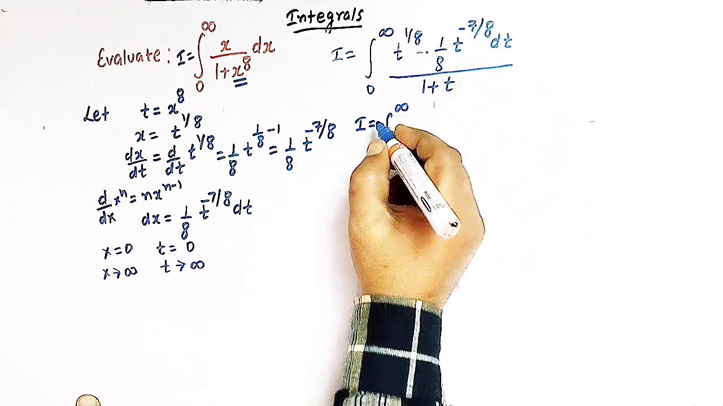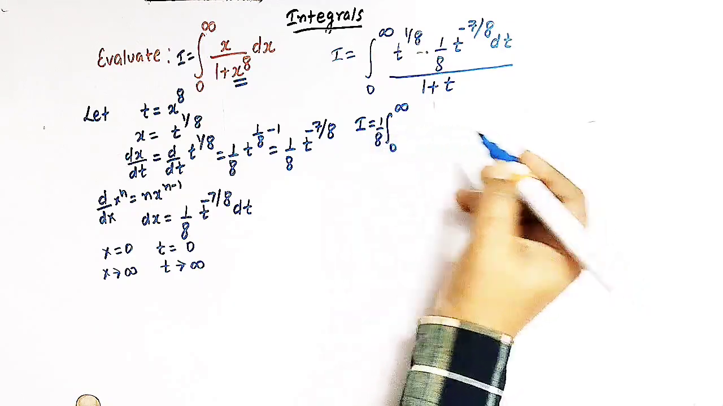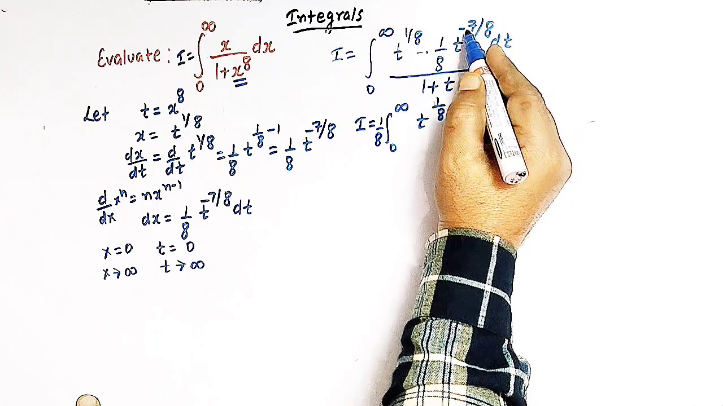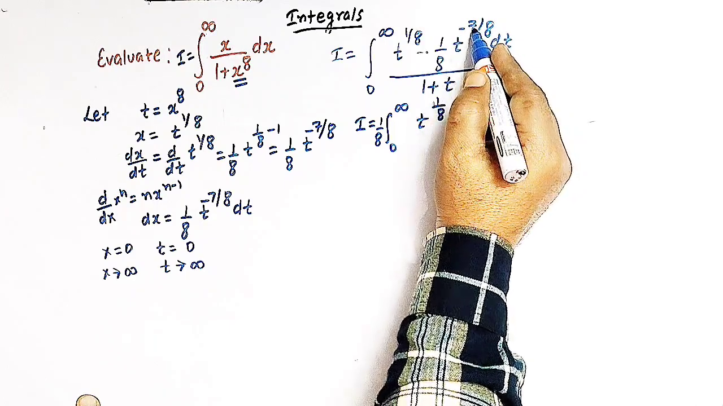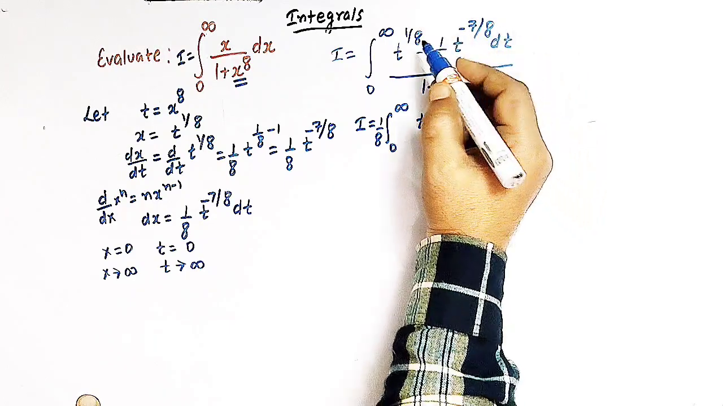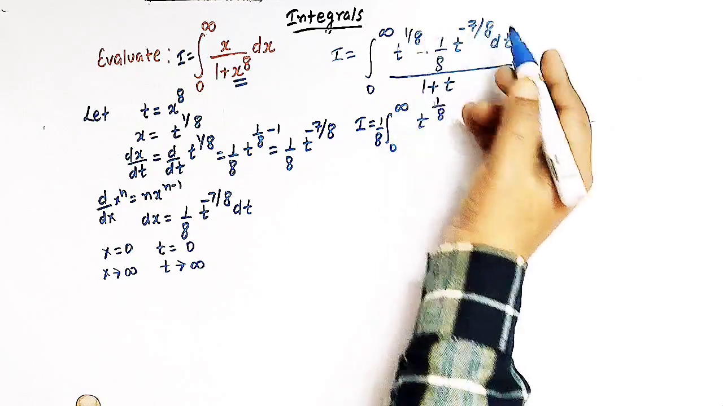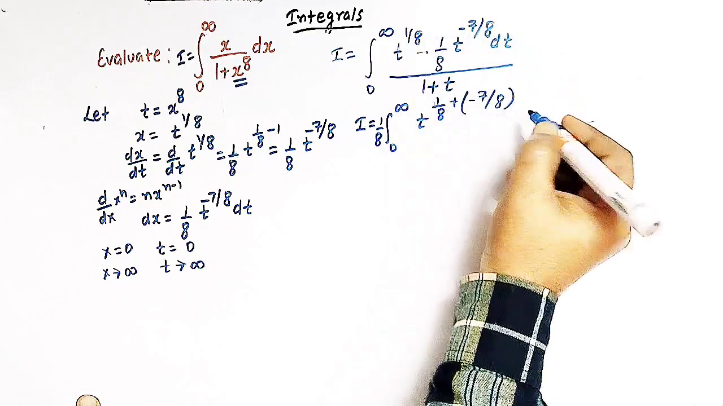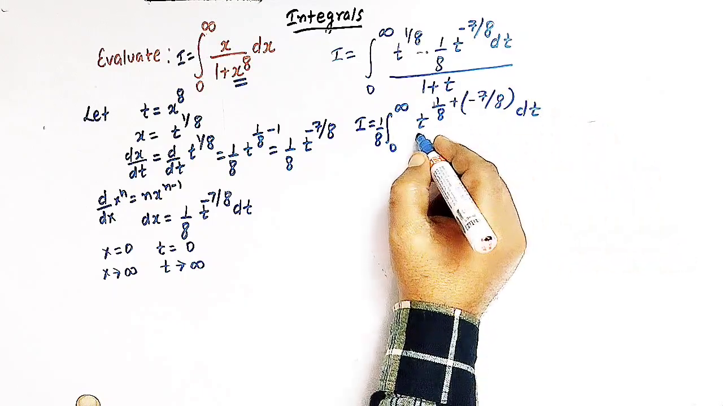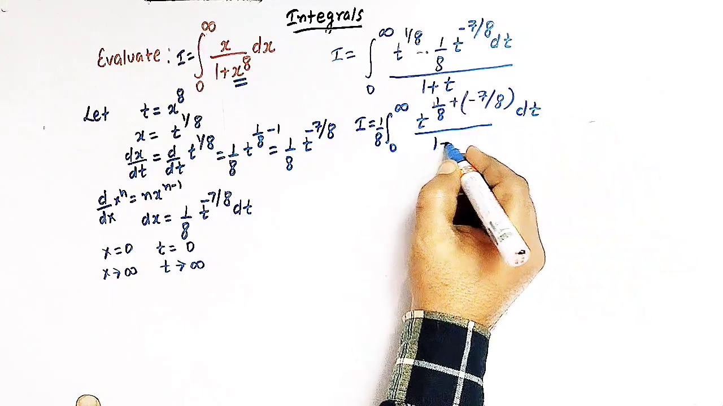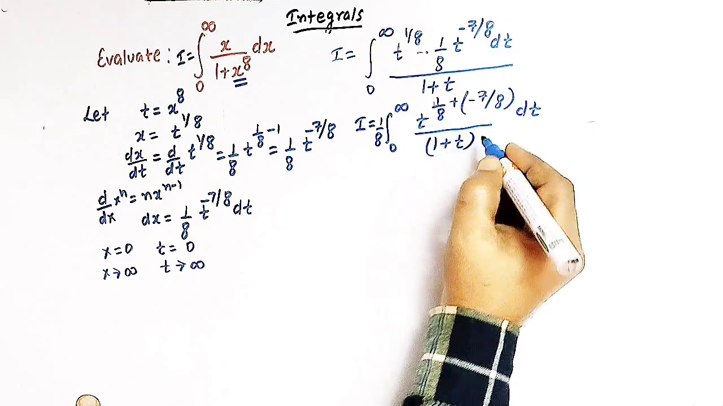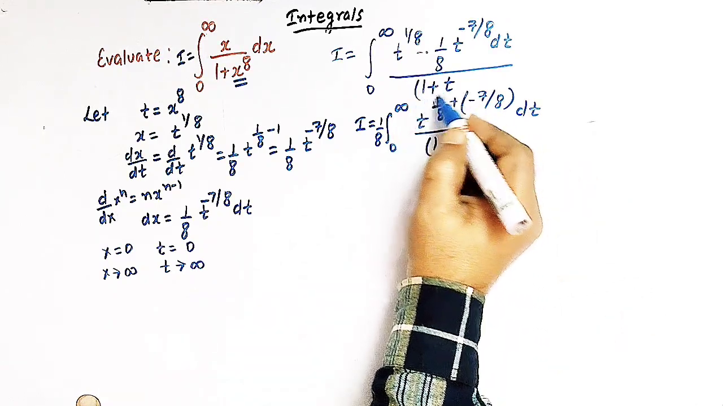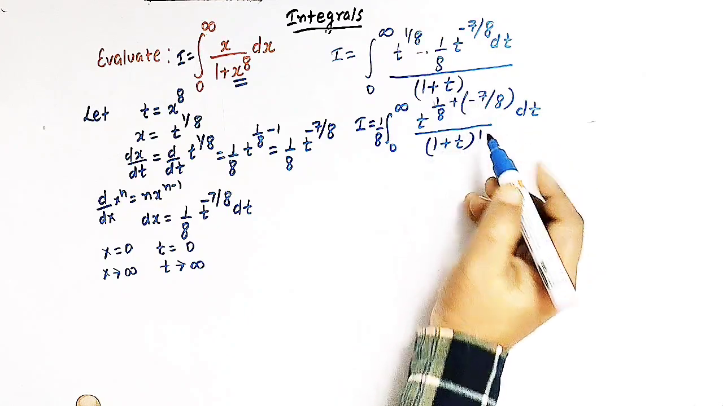We can take 1 over 8 outside the integral, and we have t raised to 1 over 8. And here we have t raised to minus 7 by 8. So we can add these two exponents. So we have here a minus 7 over 8. And here we have dt, and in the denominator we have 1 plus t raised to 1, right? Because we can write 1 plus t as 1 plus t raised to 1.